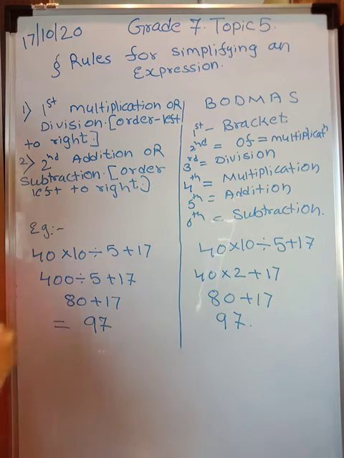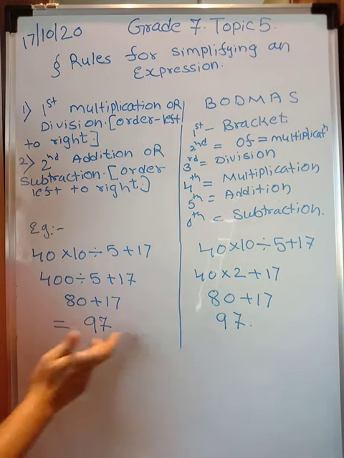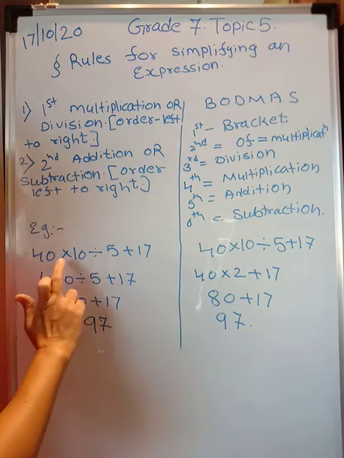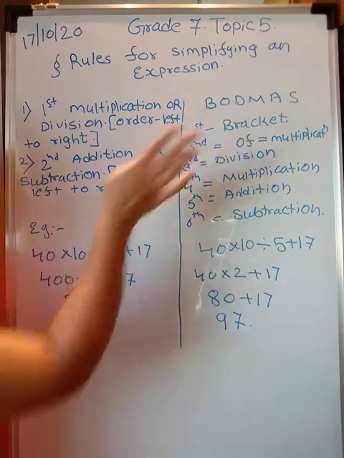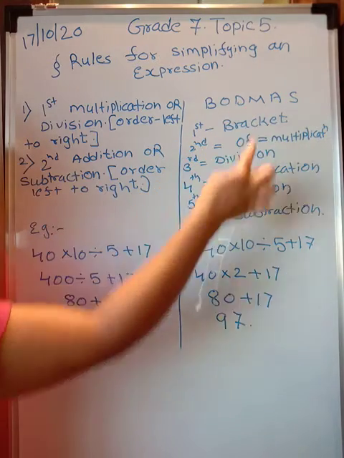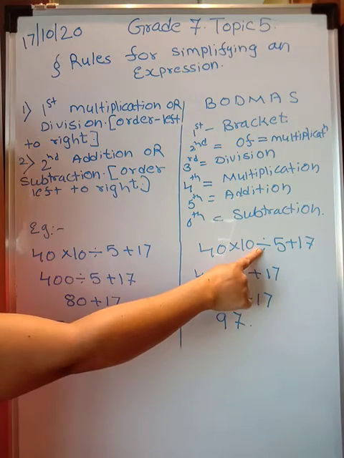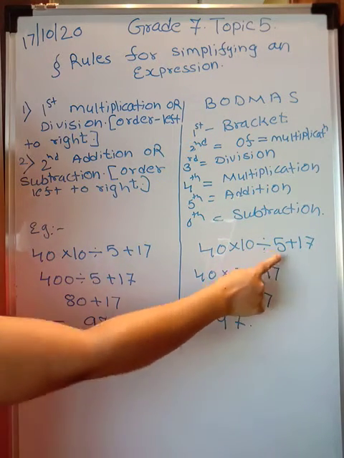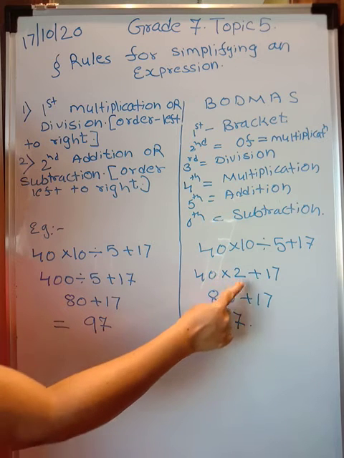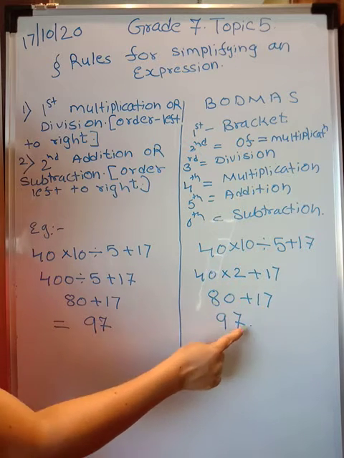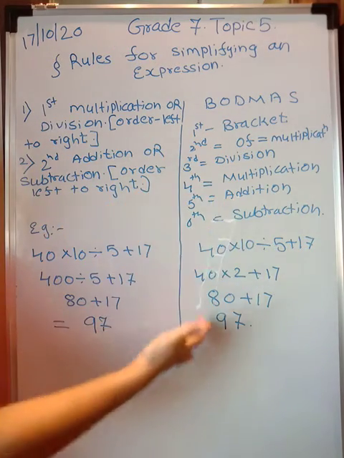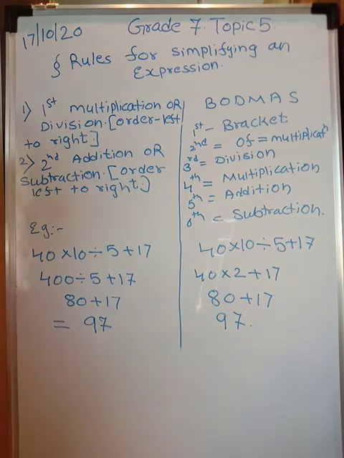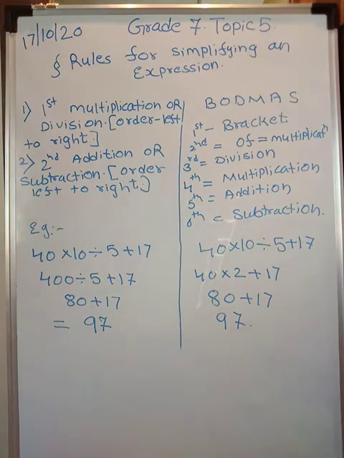So let us see how to do it via BODMAS, but you will see the answer comes the same. Here also I have taken the same problem. According to BODMAS, the bracket is not there, the "of" word is not there. So according to BODMAS, division should be solved first. So 10 divided by 5 is 2. So 40 into 2 becomes 80. And again 80 plus 17 becomes 97. So whether you follow these rules or these rules, the answer will be the same. Okay, so let's solve the problems so it will be easy for you.